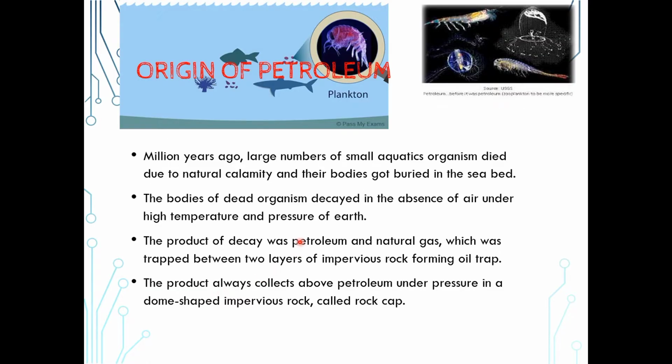Now you see how petroleum originated, how it came into access, and how we came to know. Millions of years ago, there were very large numbers of aquatic organisms. Aquatic organisms are those organisms which live in the water, like plants or animals, fish or whatever it is, the small microorganisms.